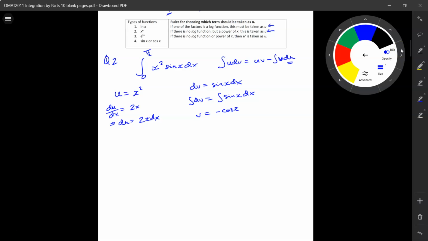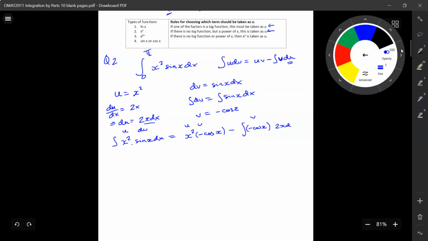Applying our integral rule then, u is x squared, dv is sine x dx. So that's our u, that's our dv. And that is equal to u, which is x squared, times v, which is minus cosine x, minus the integral of v, so it's minus cosine x, and then we have du, which is 2x dx.